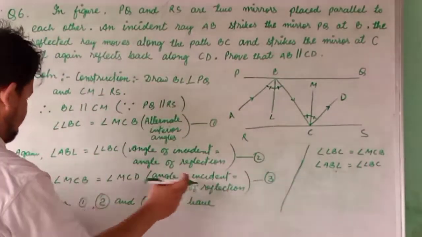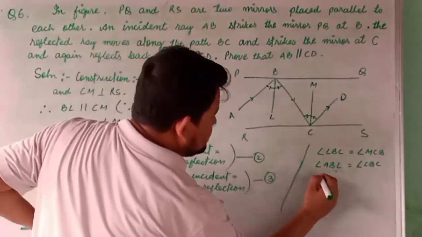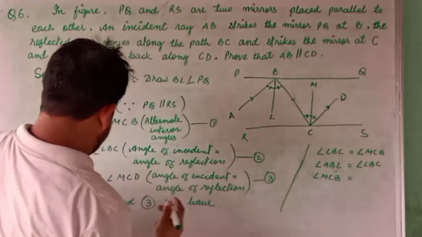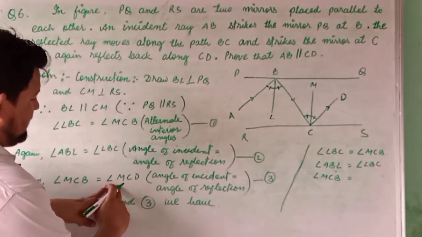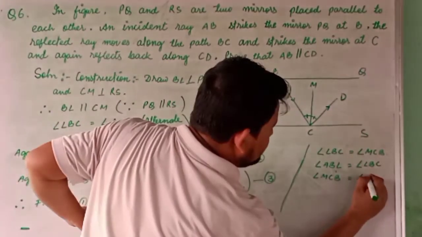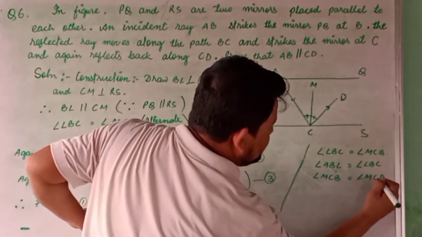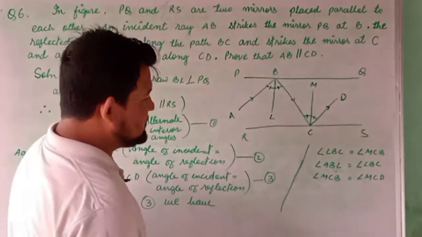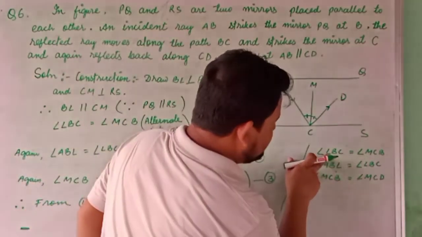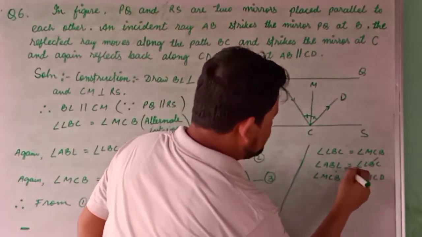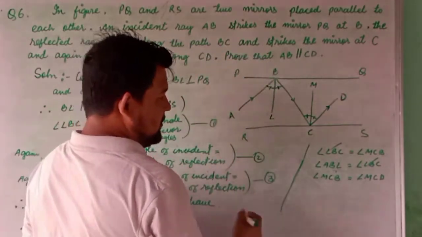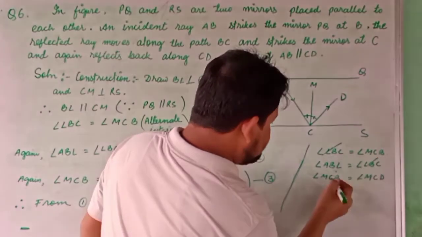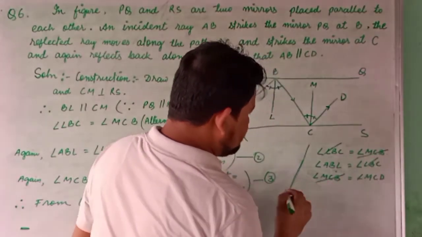And in equation number 3, what we have got, MCB. So here angle MCB is equal to angle MCD. So let us see what we can get from this 1, 2 and 3. Let's check it out. So here LBC is on the right side and also on the left hand side, so these two can be cancelled out. Okay, these two are cancelled. Then again what we can see, MCB is also there. Then MCB is also cancelled.